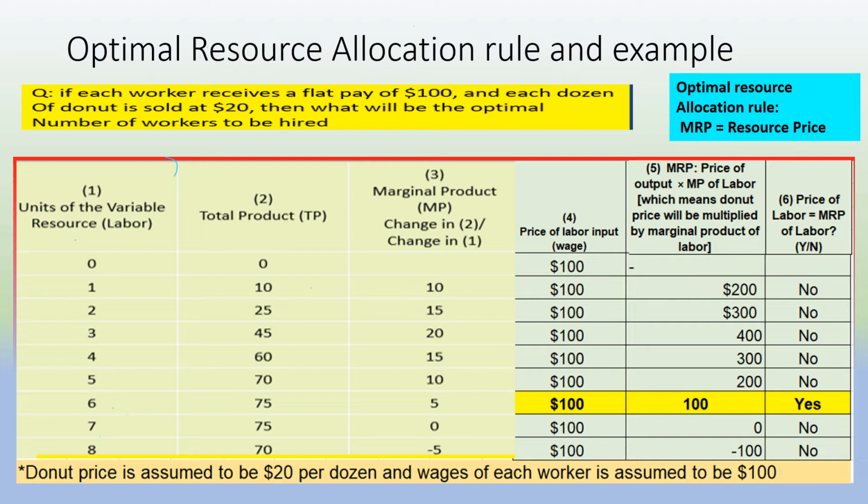Now we see column number 4 is just putting in the wages of the workers.